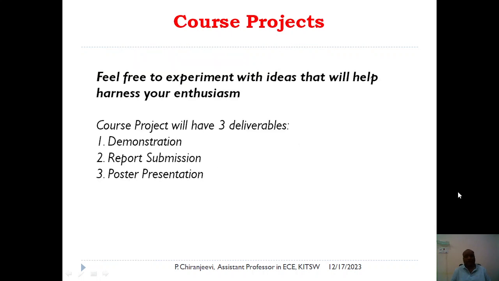And coming to the extra things you can do as a part of your course, you can have a look at the course projects which I'm going to upload to the course web, but those are not the limit. Feel free to experiment with ideas that will help harness your enthusiasm, and you can come up with different ideas, but you should take prior permission from the course faculty before starting the course project. And your course project will have three deliverables for it to be considered as a successful completion.